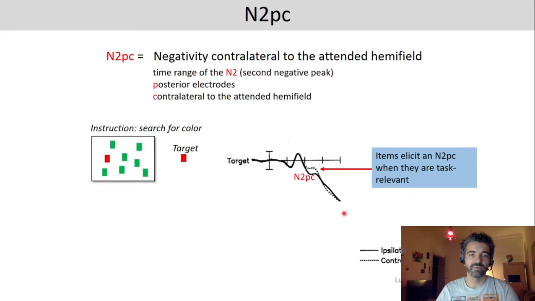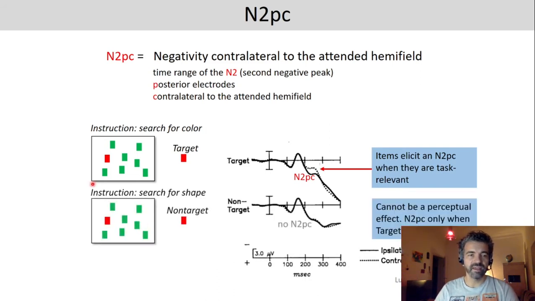Is this really related to attention? Well, because this could also be just the physical imbalance. So after all, there's an odd element on the left side and not on the right side. So maybe this is just reflecting the different physical appearance? Well, if you look at the same physical displays in a block where they had to look for an orientation target, it becomes clear that it is more than that.